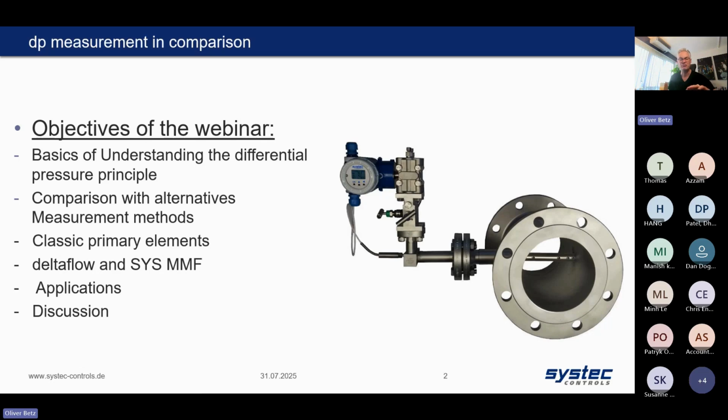After that, we will have a comparison with alternative measurement methods for different fluids. We will talk about classic primary elements, which are venturis and orifices. We will talk about the Delta Flow together with sys-MMF, which is a multivariable transmitter. And we will talk about applications.